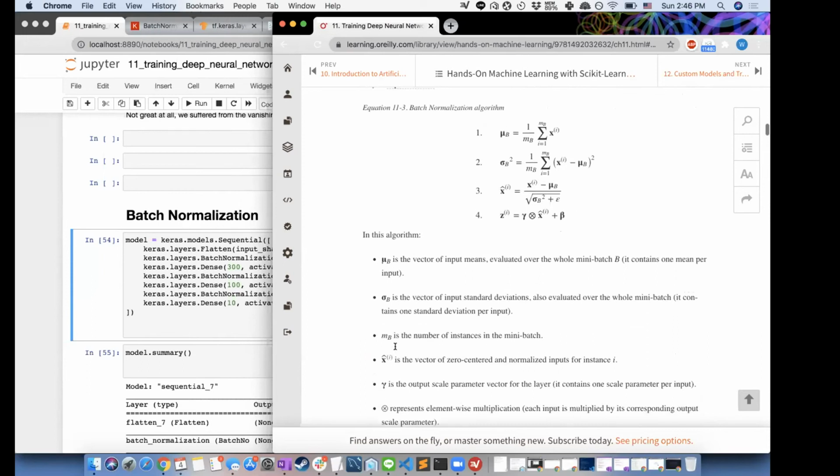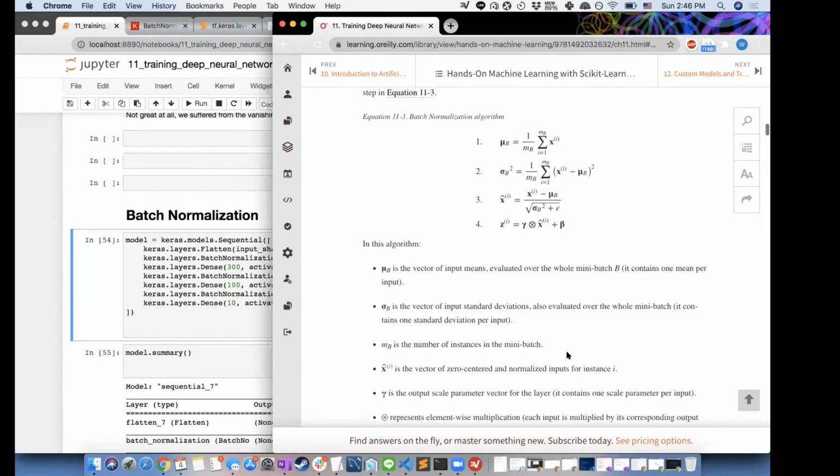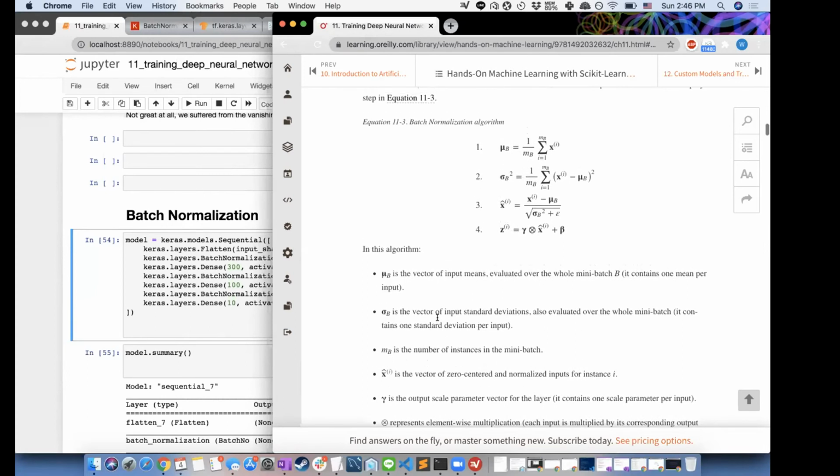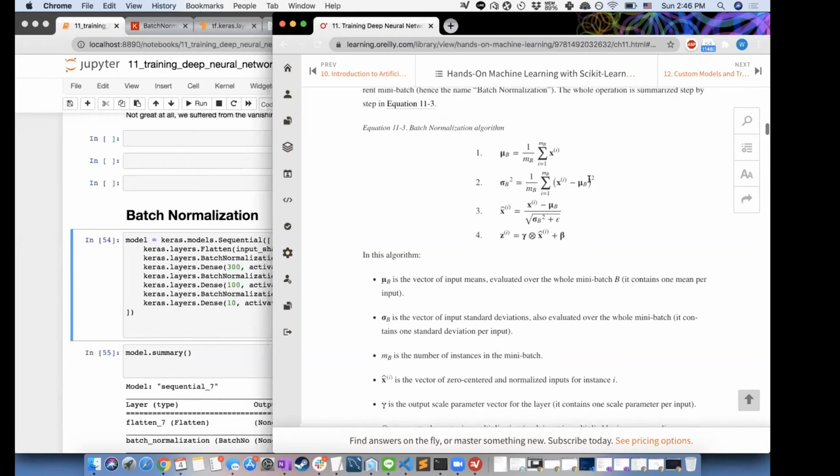Yes, x hat is the vector of zero-centered inputs. And sigma B is the vector of input standard deviations. So this is just standard deviation, but squared, and that's variance, right? We've seen this equation throughout. This is just x minus your mean, squared, summed, and divided by m_B. So that's your variance, and if you take the square root of that, that's your standard deviation.